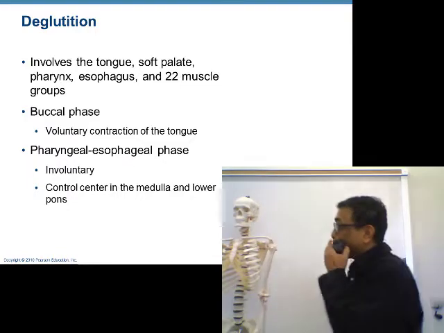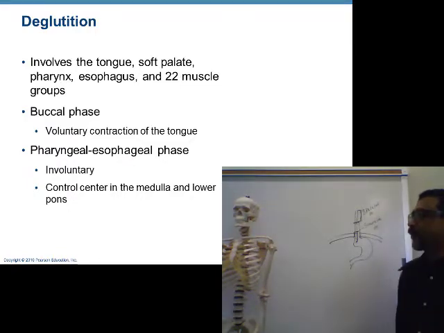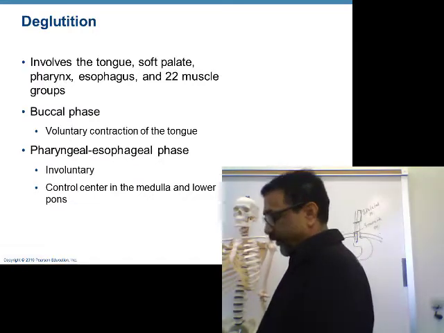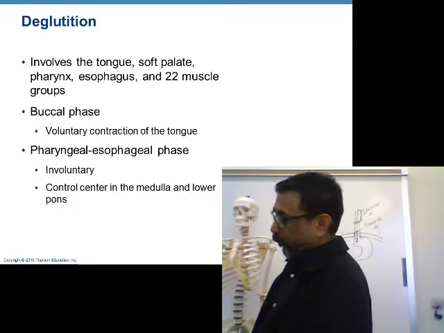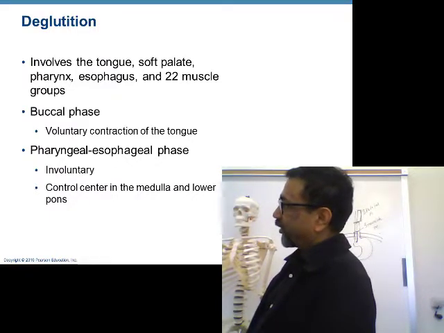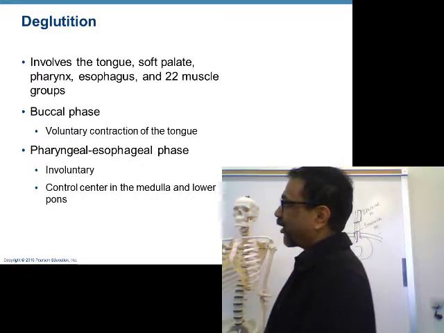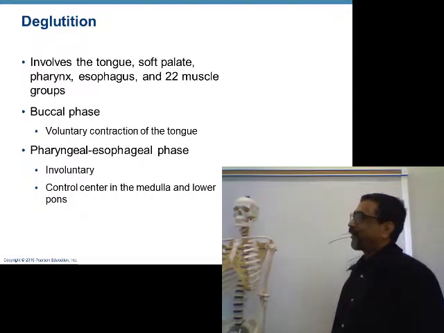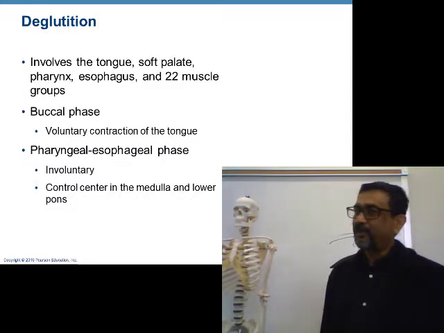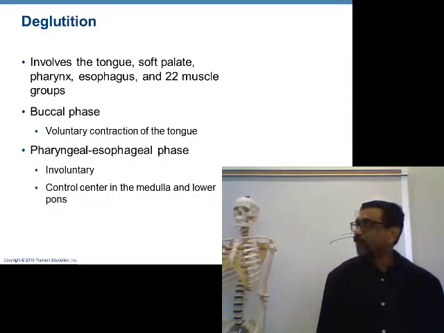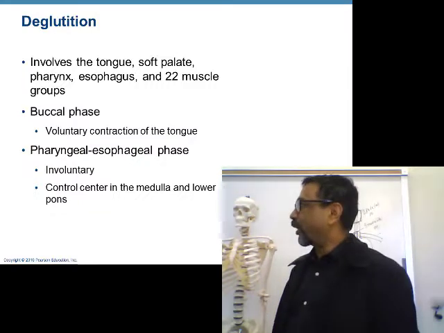So what do we do during swallowing? You see the food bolus inside the mouth. First, we push the front part of the tongue against the hard palate. You see, the hard palate is the bony part of the palate, right? And you push the front part of your tongue against the palate. That pushes the food bolus backwards.